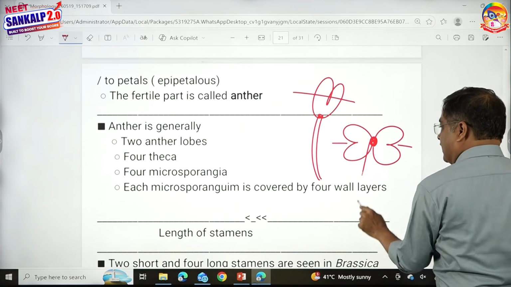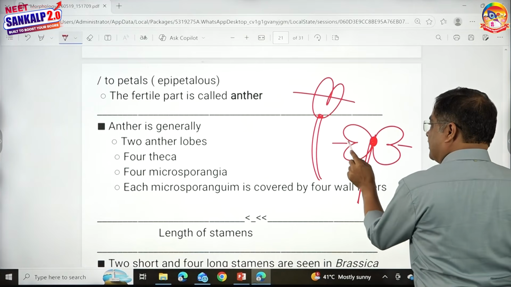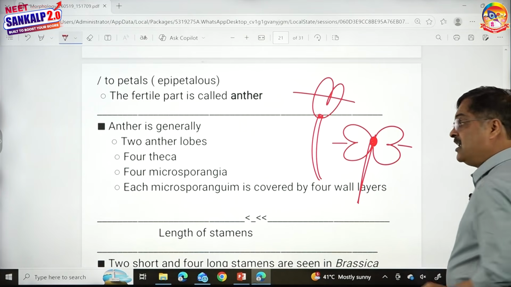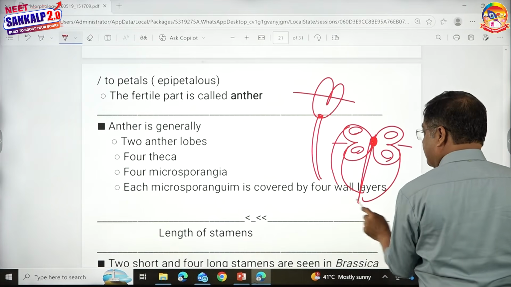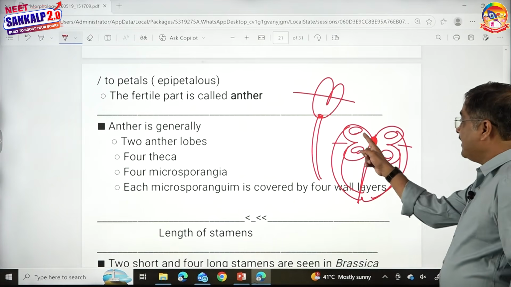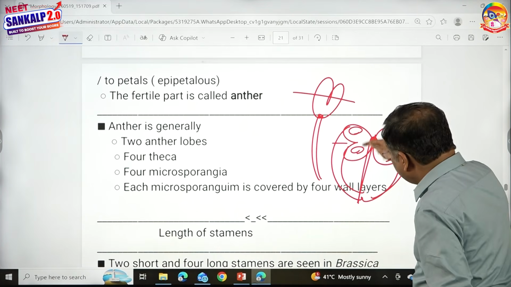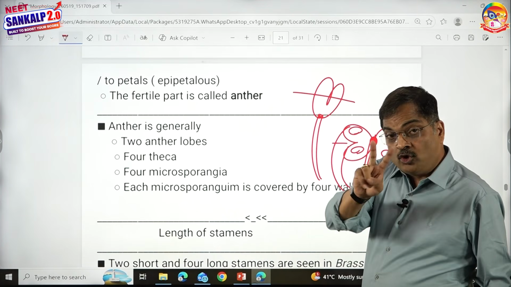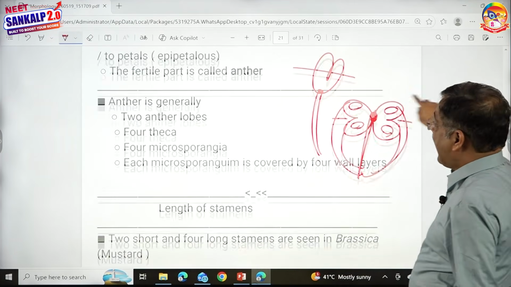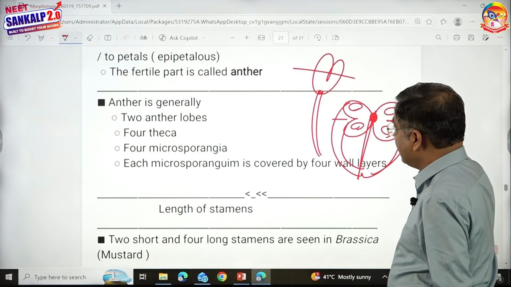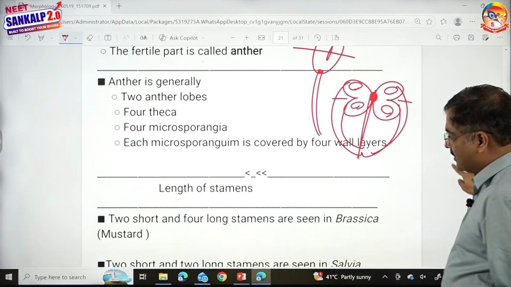So a typical anther. All of you remember, a typical anther is bilobed. And how many theca? 1, 2, 3, 4. It has 4 theca. A typical anther will have 4 theca. Then why do you call it dithecous? Because there are 2 theca in each lobe. That is the reason it is called dithecous. Well, you know this. Anther has 2 lobes, 4 theca, 4 microsporangia. Each microsporangium is covered by 4 wall layers.